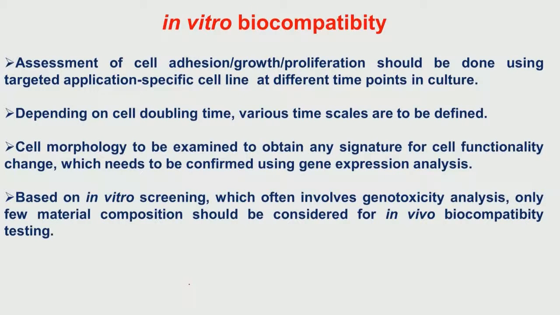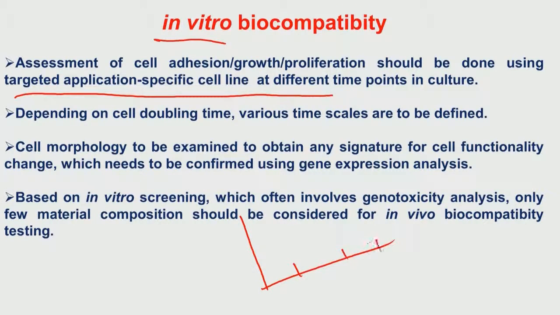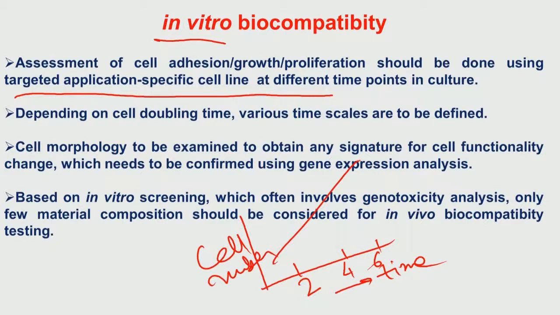Let me also summarize some of the earlier discussion in this slide, particularly in the context of in vitro cytocompatibility. The assessment of cell adhesion, growth, and proliferation should be done using a targeted, application specific cell line at different time points in culture. For example, you want to do the time in culture, let us say 2 weeks or 4 weeks or 6 weeks, that is the typical time in culture, and then you see how the cell number is increasing. If it is increasing in a linear manner, then that means cells are able to grow, multiply, or divide while being attached to the biomaterial substrate.